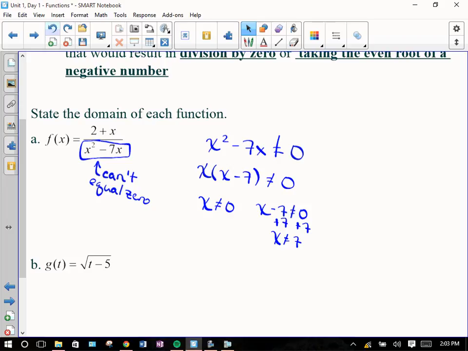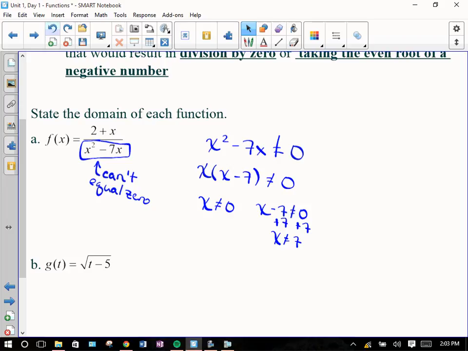Those are the only two numbers that are going to make this equal to 0. So that tells me that my domain is everything except for 0 and 7. So how would I write that? Well, we like to do interval notation, or at least I personally want you to do interval notation.